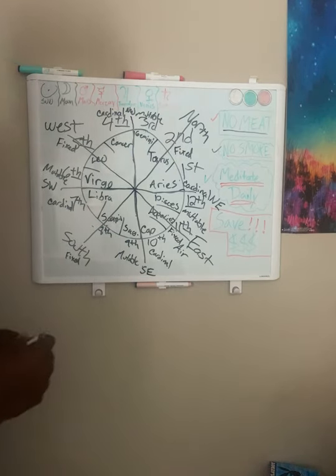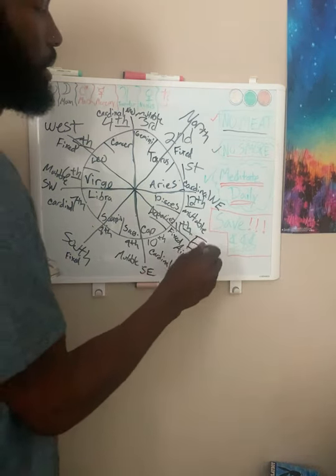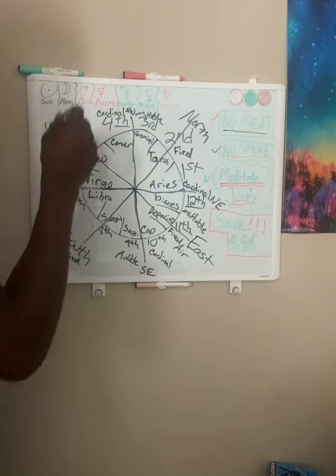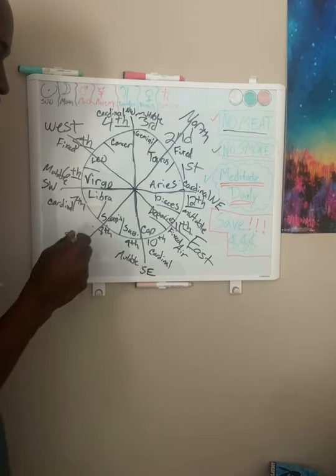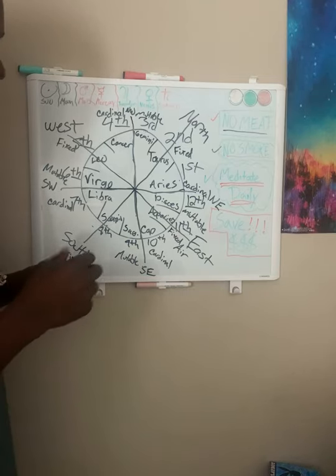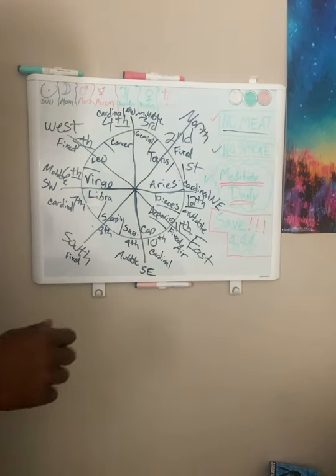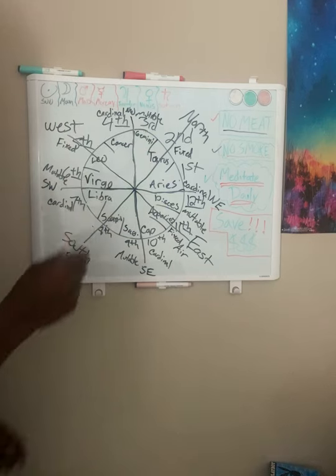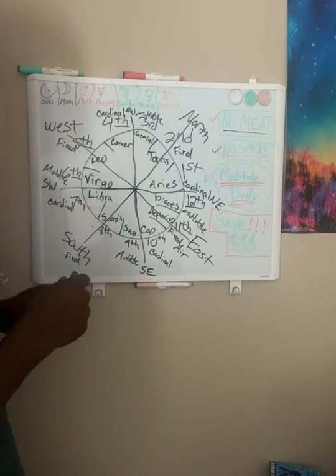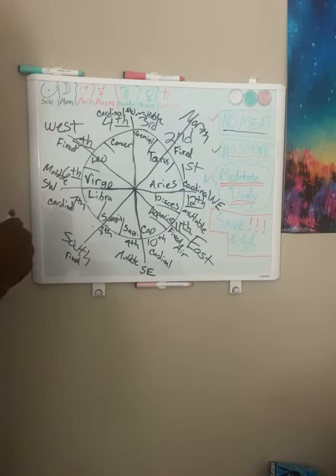Okay? And as far as the fixed points, you have East in Aquarius, North in Taurus, West in Leo, South in Scorpio. All right? And you have the Northeast, cardinal and mutable points, Aries and Pisces. You have the Northwest, cardinal and mutable points, Cancer and Gemini. And you have the Southwest, cardinal and mutable points, Virgo and Libra. And then you have the Southeast, cardinal and mutable points, Sagittarius and Capricorn, okay?